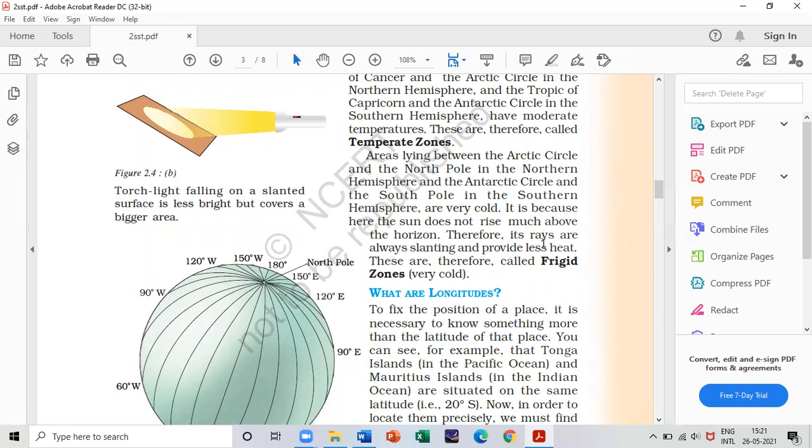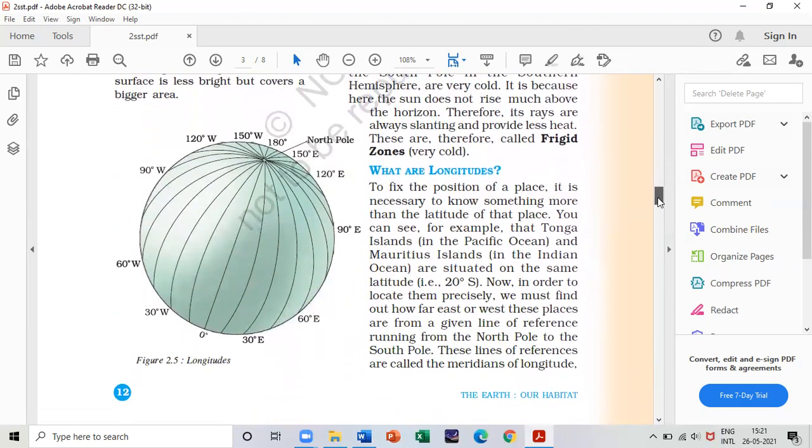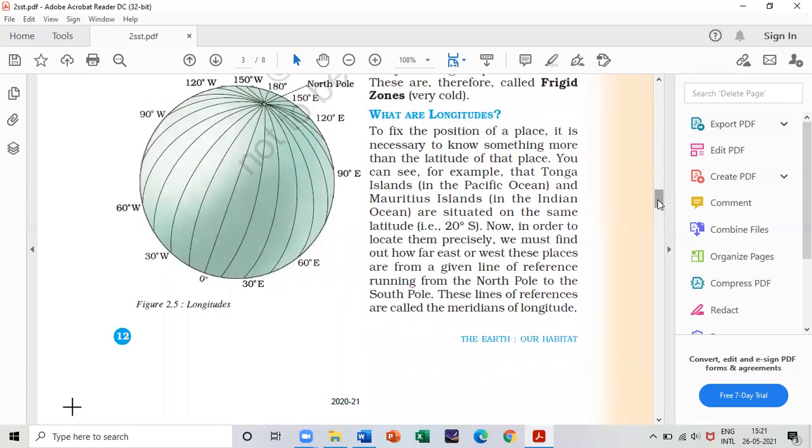So you have to write the entire paragraph. Here we get 3 questions: what do you mean by torrid zone, what do you mean by temperate zone, what do you mean by frigid zone. And next is what is longitude. To fix the position of a place, it is necessary to know something more than the latitude of that place.